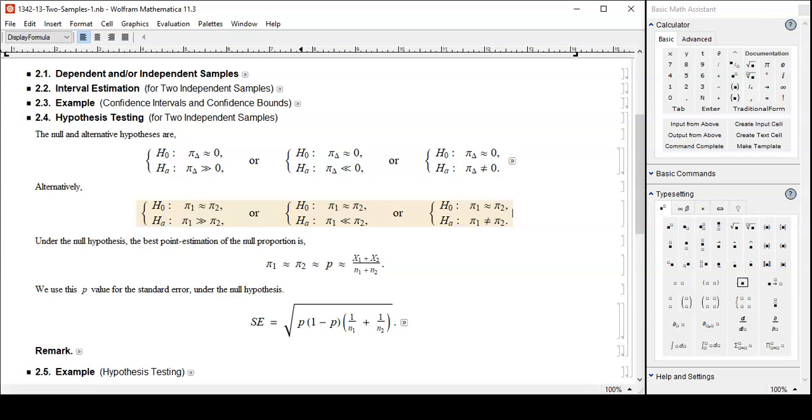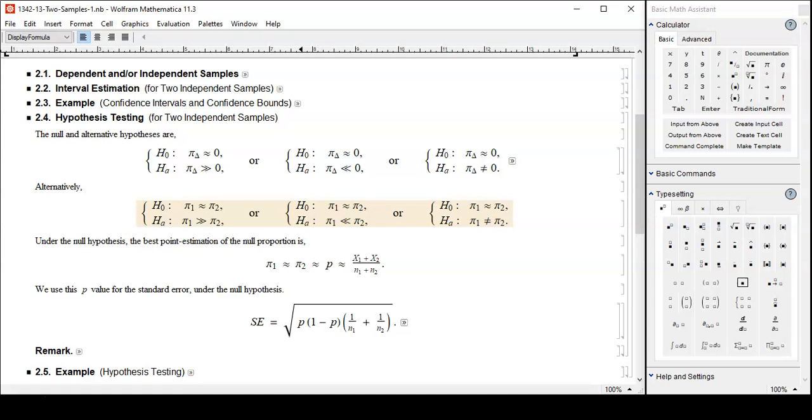Now, what if we subtract one from the other and get pi delta, which is pi1 minus pi2? In that case, you're going to get these. You can compare those with 0. And this form, after subtracting and then comparing with 0, will be a little bit more convenient in terms of graphics. Because you're going to draw the graph, the normal graph, centered at 0. As for finding out the standard error, however, this form will be a little bit more convenient.